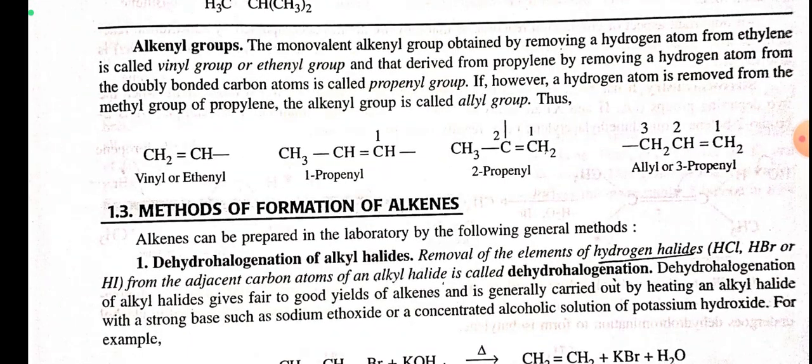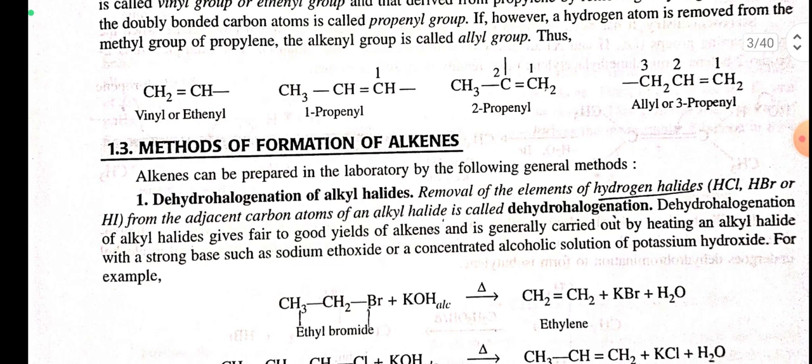Alkenyl group. The monovalent group obtained by removing a hydrogen atom from ethylene is called vinyl group or ethenyl group, and that derived from propylene by removing a hydrogen atom from the double bond carbon atoms is called propenyl group. If, however, a hydrogen atom is removed from the methyl group of propylene, the group is called allyl group. CH2=CH, vinyl group. CH3CH=CH, 1-propenyl.